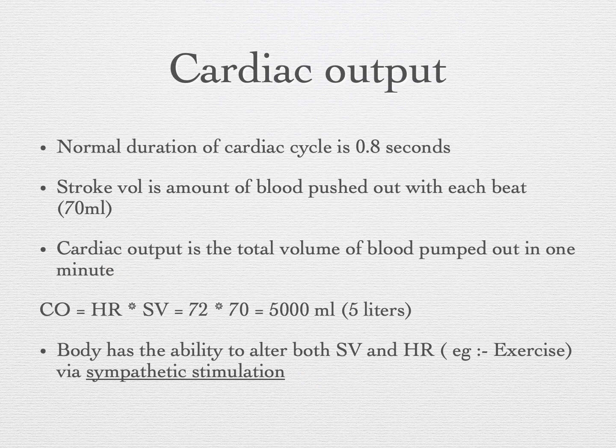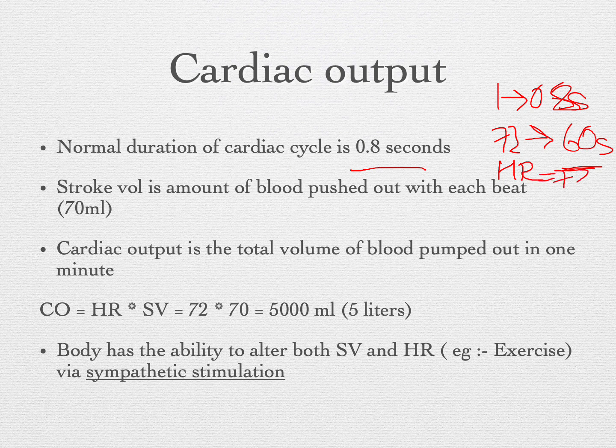The next concept is that of cardiac output. Before that, it is important to mention a couple of points. The normal duration of the cardiac cycle is 0.8 seconds. With this, the heart rate can be calculated as follows. If one cycle takes 0.8 seconds to occur, then 72 cycles can occur in 60 seconds or 1 minute, and this will give the heart rate of a person to be 72 beats per minute. So that is the normal duration of the cardiac cycle.